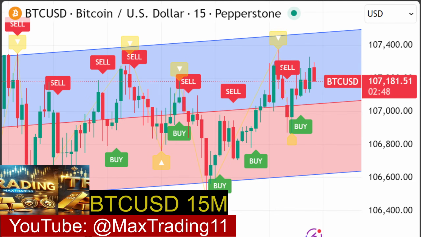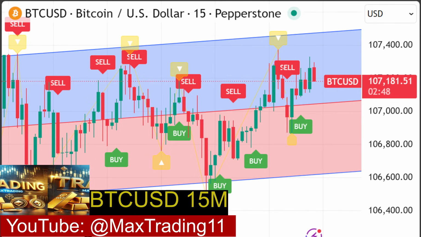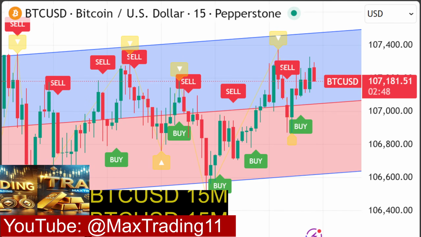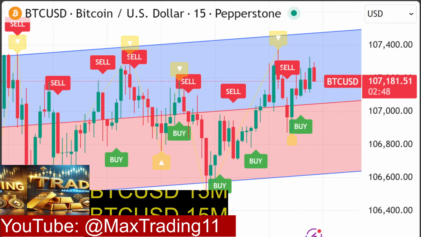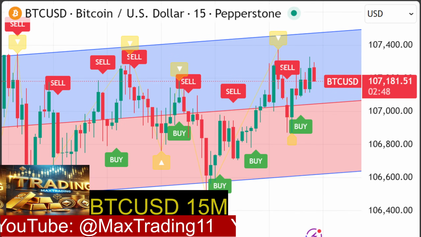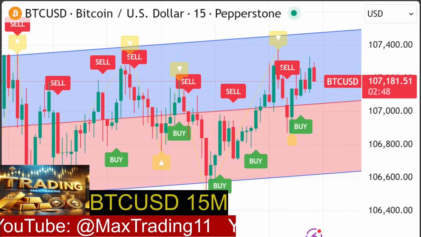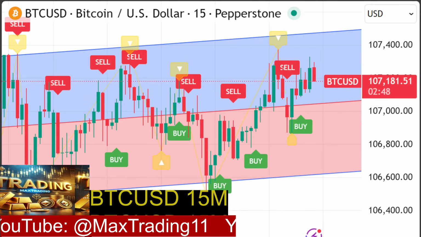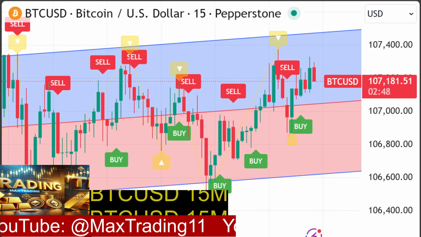The channel slope is still firmly upwards. The zigzag indicator is in the process of forming a higher low, confirming that the pullback is likely over. This is a classic, high probability long setup according to our strategy.